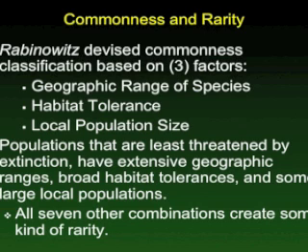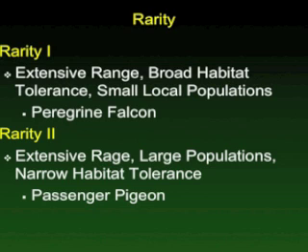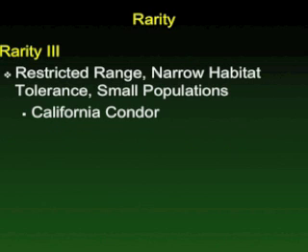Then in this diagram, those sections that are in white indicate areas where populations become more and more vulnerable to extinction, things like restricted geographic range, narrow habitat tolerance, and small local population. And the more of these that are found in a population, the rarer they are. So your book has divided up rarity into three categories. Rarity 1 is the extensive range, broad habitat tolerance, and small local populations. And then Rarity 2, extensive range, large populations, but narrow habitat tolerance. And then Rarity 3 is the extreme rarity, which is a restricted range, narrow habitat tolerance, and small populations, like the mountain gorilla.